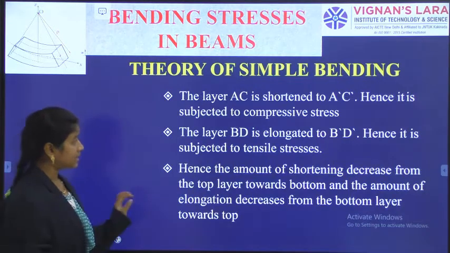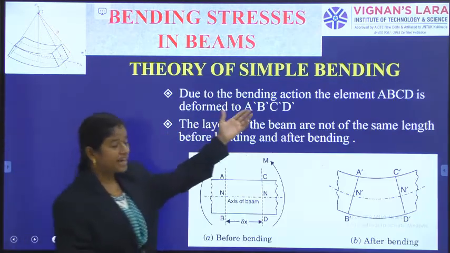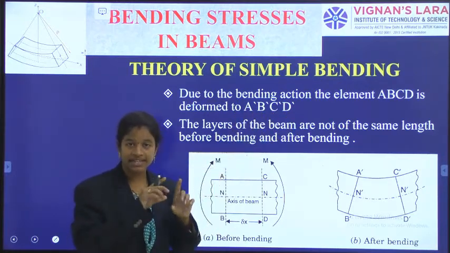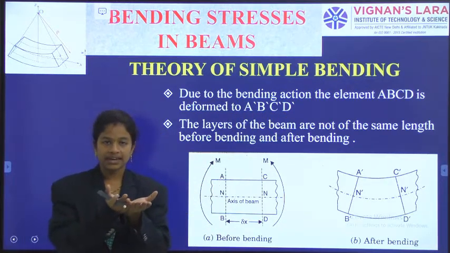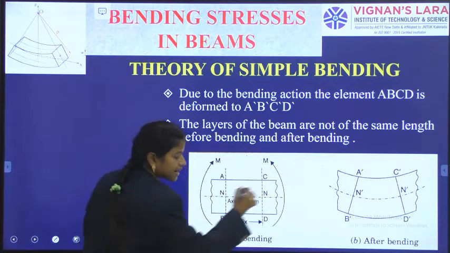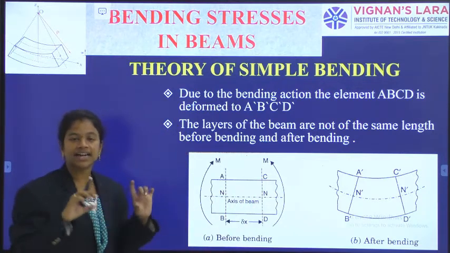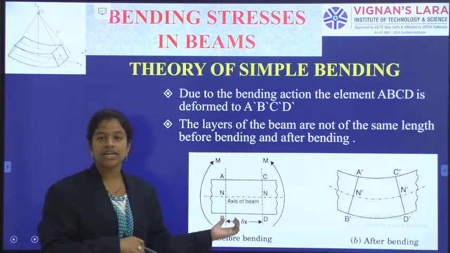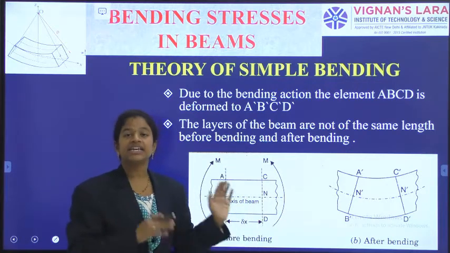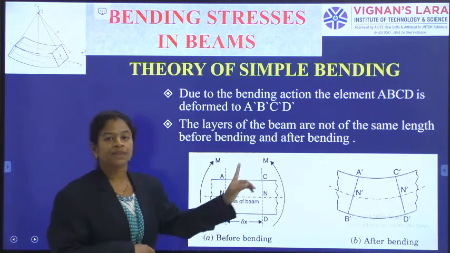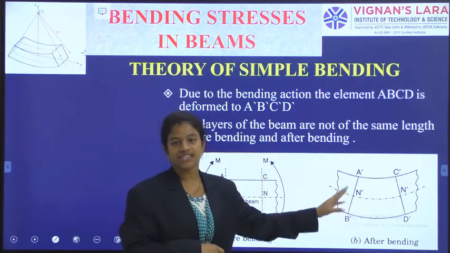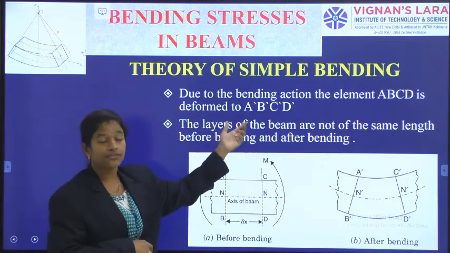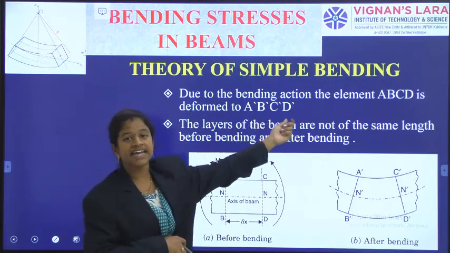Now, due to the bending action, what is happening? Initially the element ABCD is a straight segment without any stressed condition. But due to the application of bending, this segment is distorting its shape to A dash B dash C dash D dash. So the overall ABCD structure is deforming to A dash B dash C dash D dash.